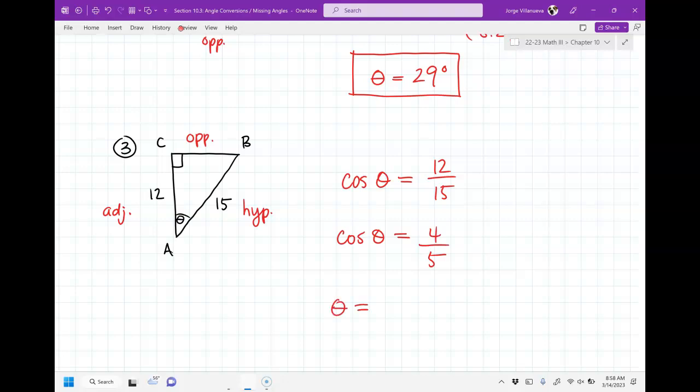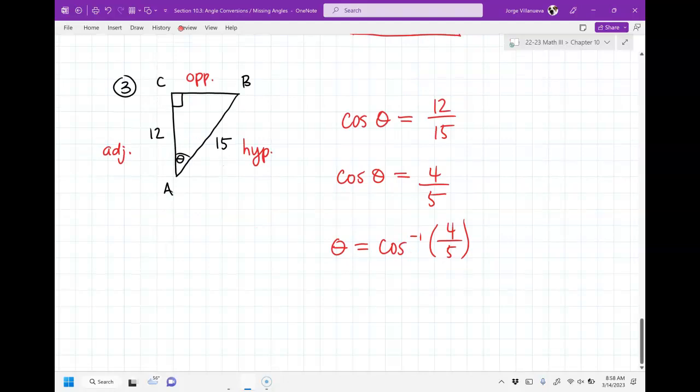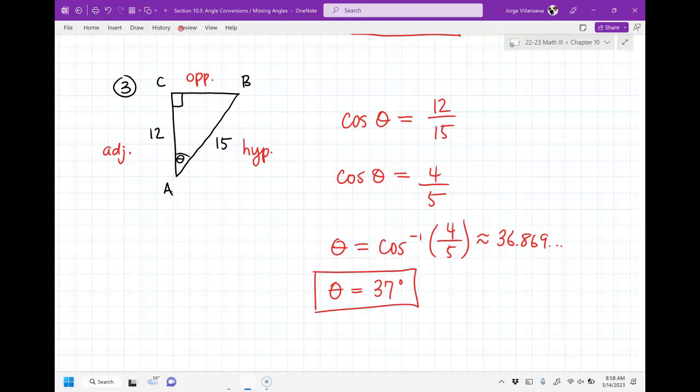Now solve for theta by sending the cosine over. So cosine inverse of 4/5. That's going to be approximately 36.869, etc. So to the nearest degree, you're going to put 37 degrees. Okay, and that's what your homework is like today, guys. It's conversions in the beginning and then finding missing angles. All right?